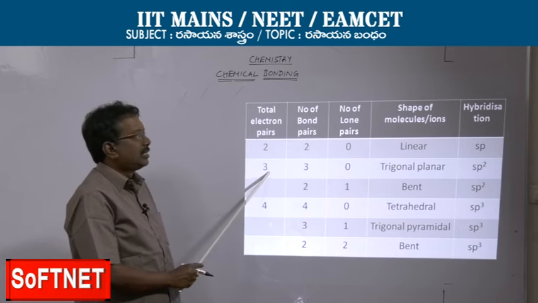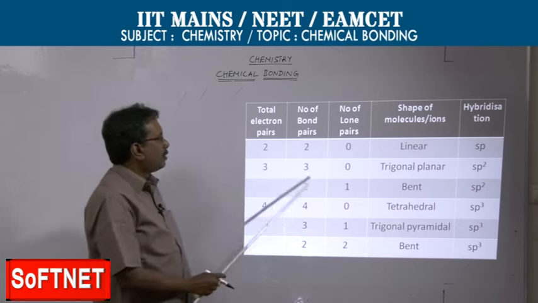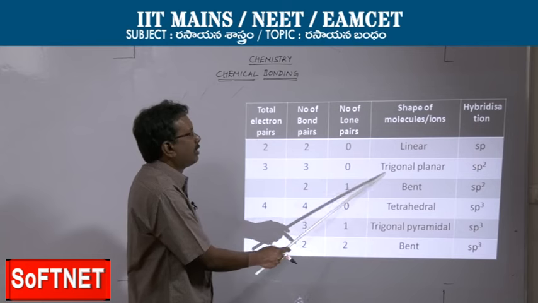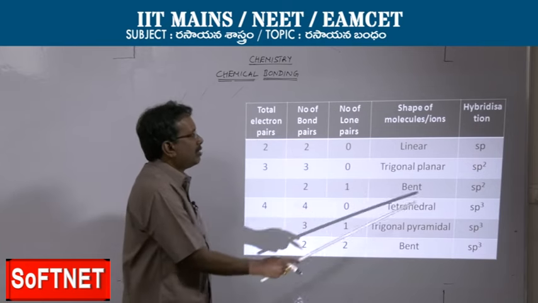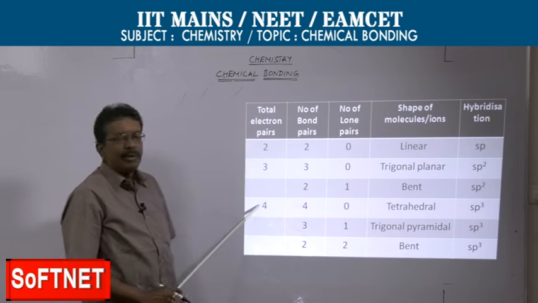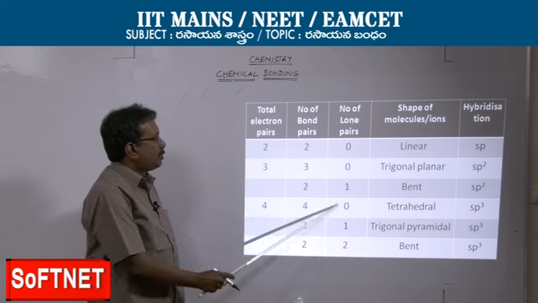But if I ask the shape of molecules or ions, or molecular shape or ion shape, then we have to ignore lone pairs and consider only bond pairs. That is why 3-0 is trigonal planar, and 2-1 becomes bent. For both, hybridization is sp2. Now I am taking 4 electron pairs, 3 possibilities I am giving here. This is 4-0, AB4.